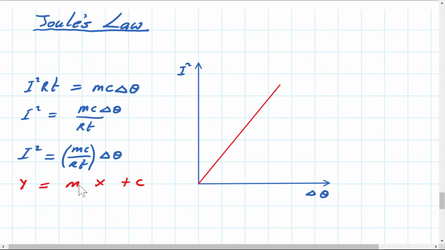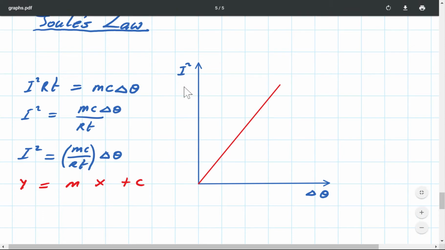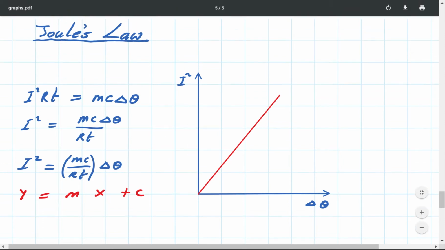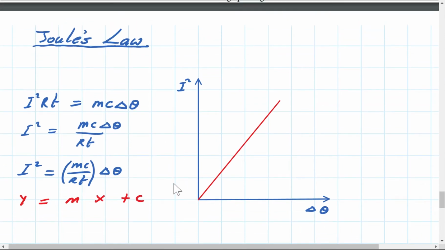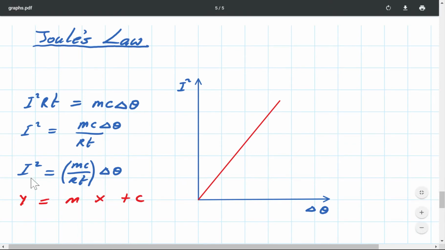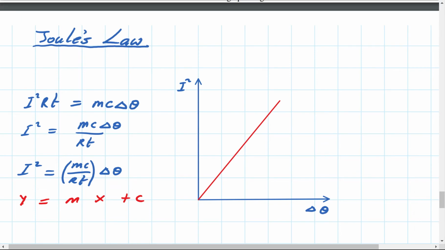And yet again, you have a straight line because it now corresponds to y equals mx plus c as long as you plot the change in temperature as the x-axis and I squared as the y-axis. So if you get a straight line in that situation, that proves Joule's law, and you have now proved that I squared is proportional to change in temperature. And that's the end of the lesson on the physics graphs.